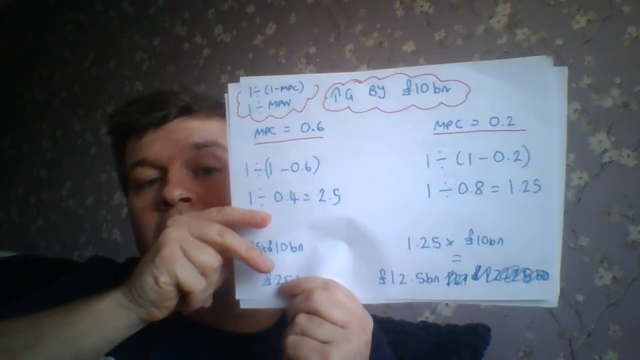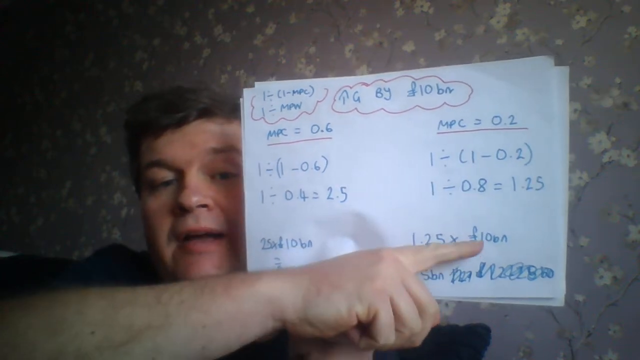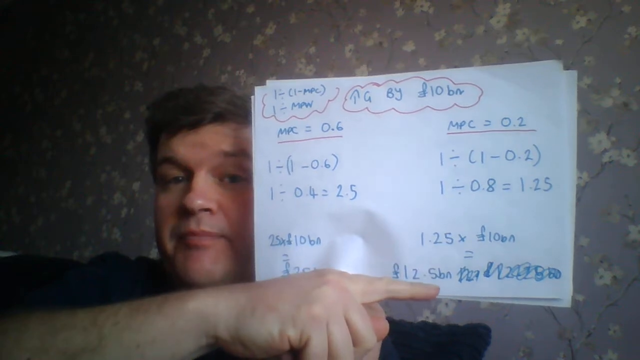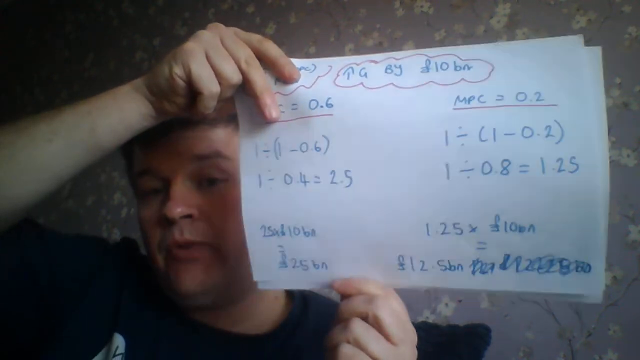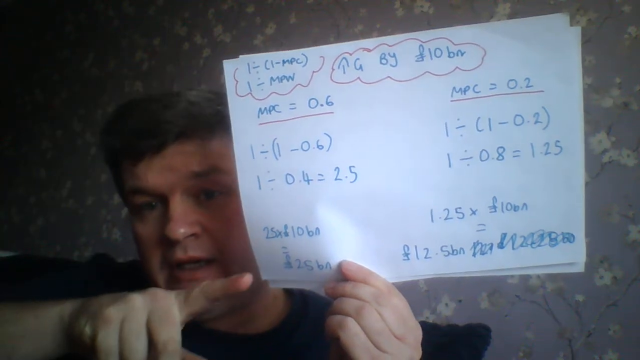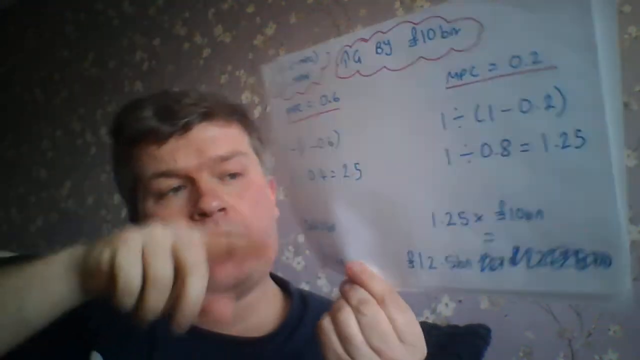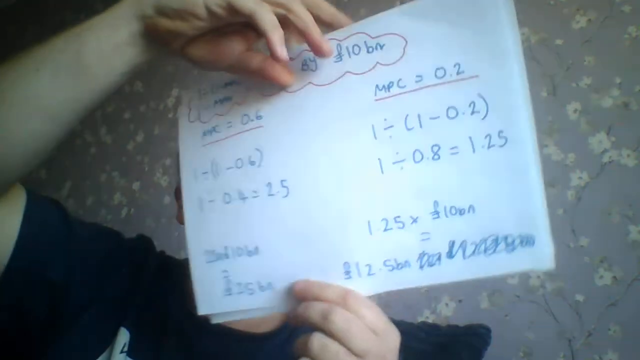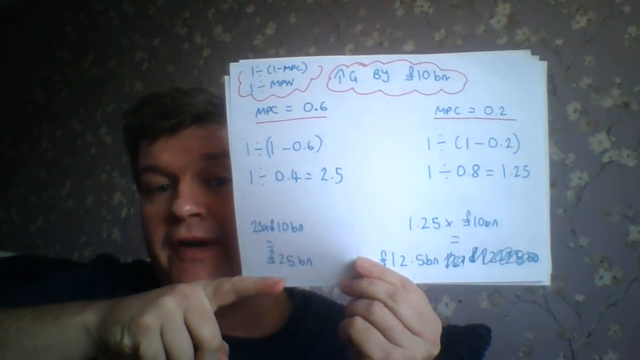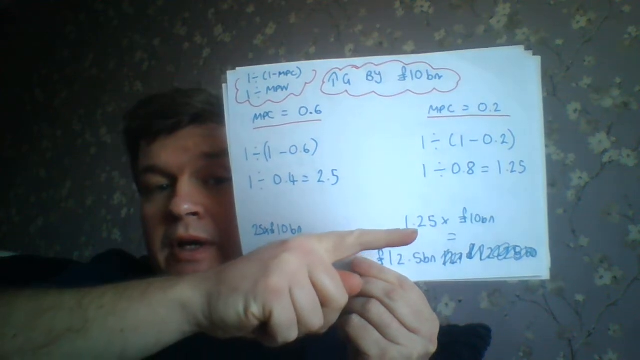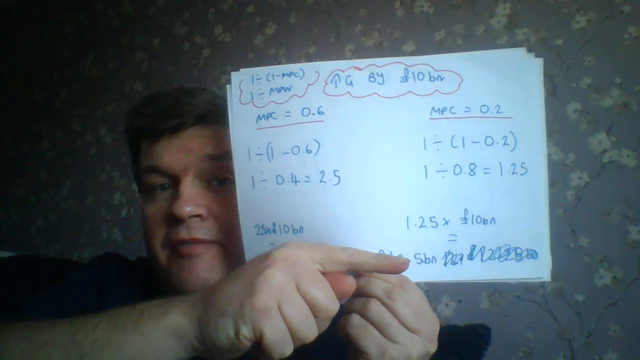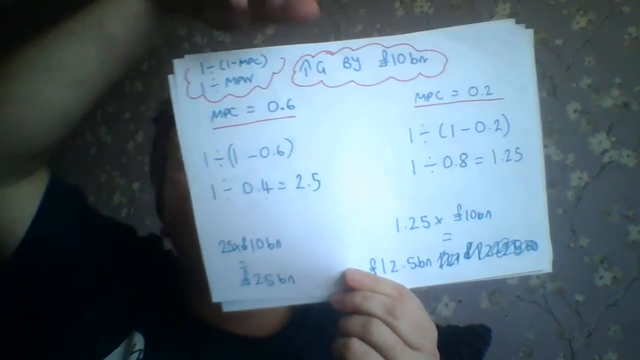Right, now what this will now mean is that when we inject £10 billion in, GDP will only grow by £12.5 billion. So what you can see is here, if the multiplier is as high as 2.5, that £10 billion will create growth of £25 billion. If the multiplier is only 1.25, we're only going to get £12.5 billion of growth in the economy.